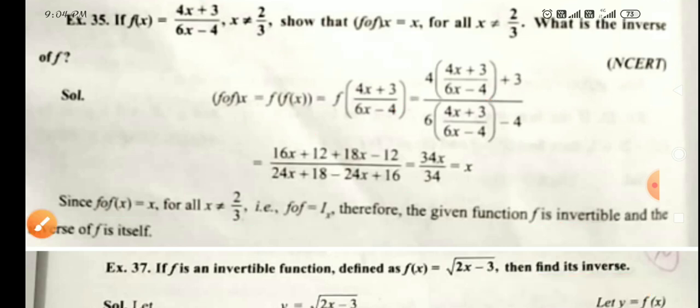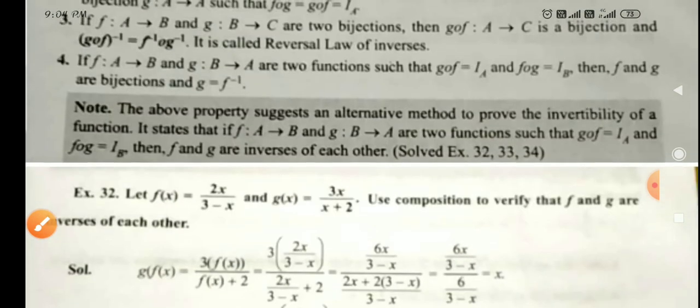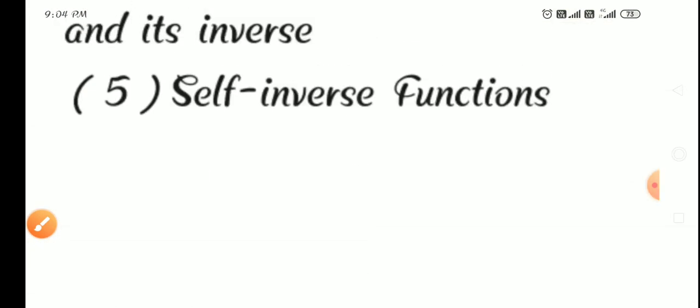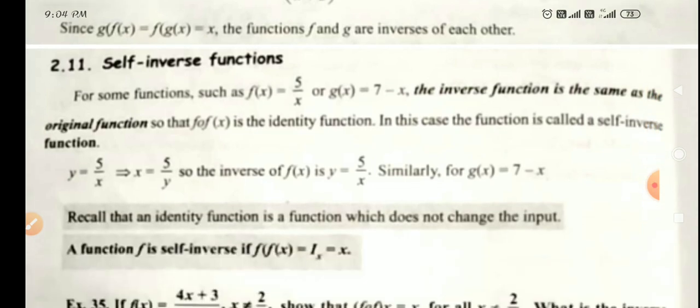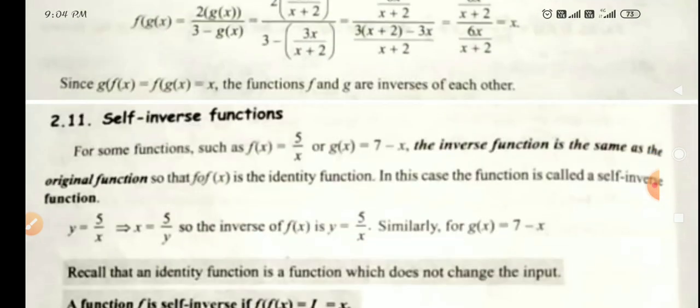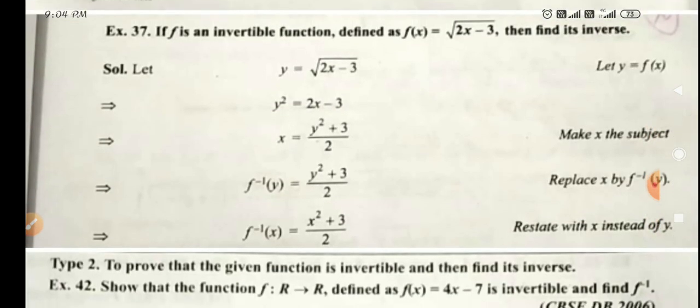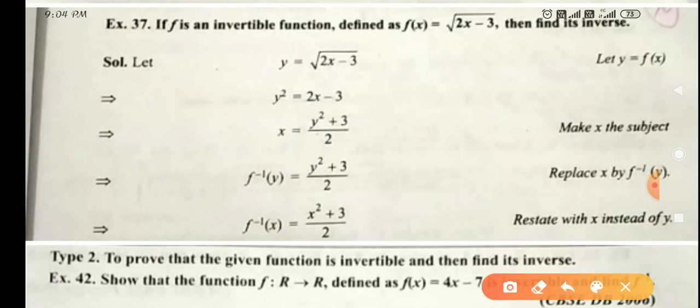Next point is, so these were the points. Now some examples I am going to take. This example you take. Now how can we find the inverse of a given function? This is the question. There are two types of problems in this exercise.